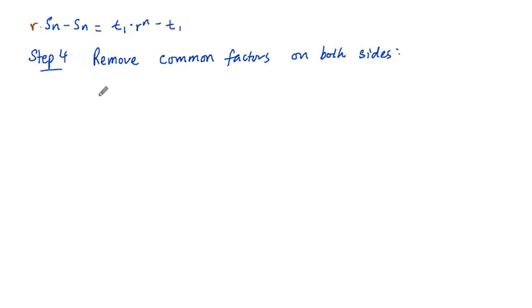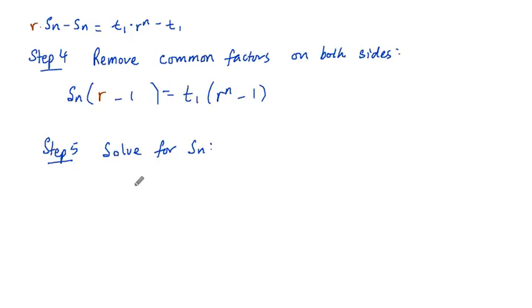Our next step is to remove common factors on both sides. So on the left side, I will have a common factor of S sub n outside of r minus 1. On the right-hand side, I've got a common factor of term 1 outside of r to the n minus 1. Starting to look familiar? All I need to do is bring that r minus 1 over to the other side and divide it. So I've got term 1 outside of r to the n minus 1 all over r minus 1.